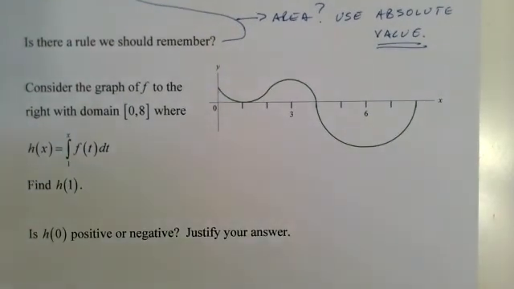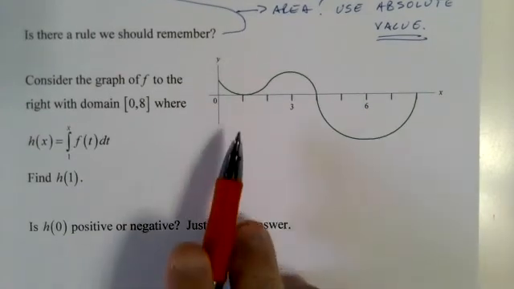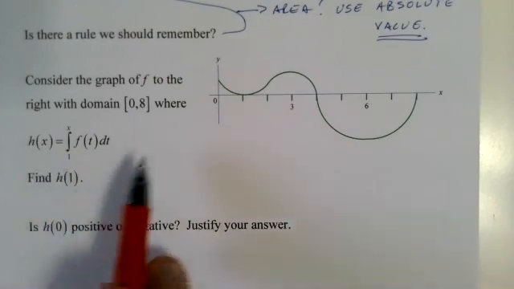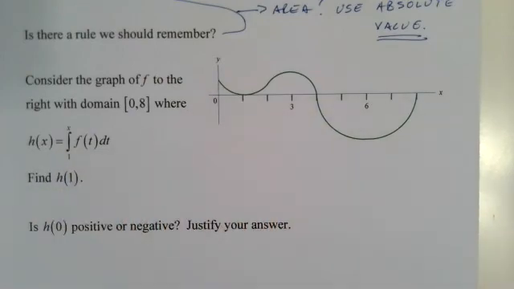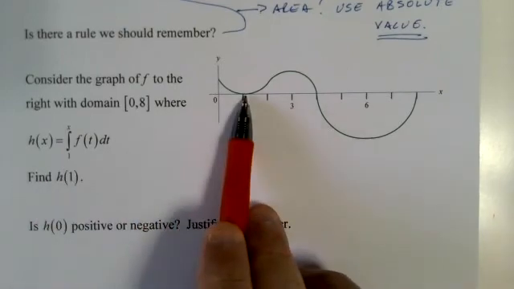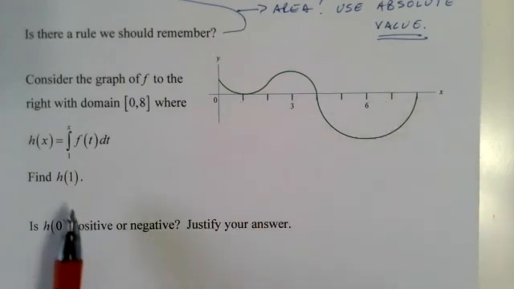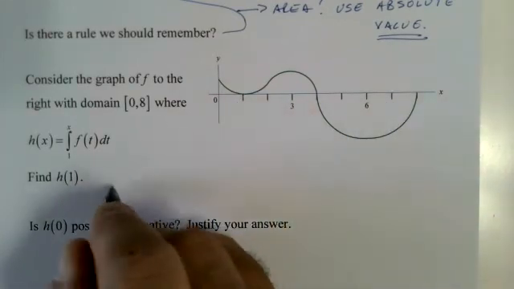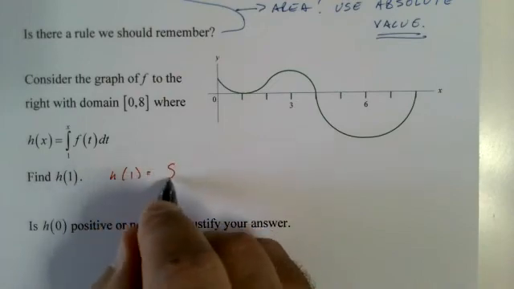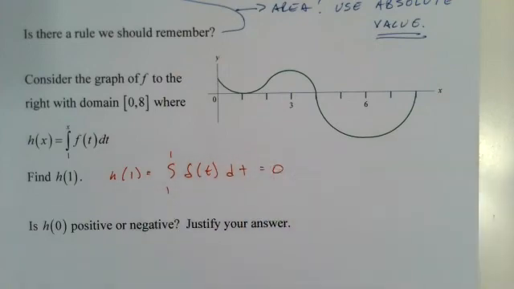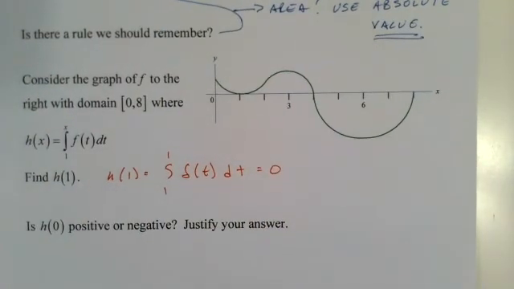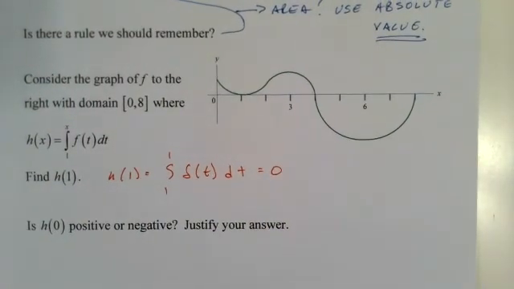All right, consider the graph of f to the right with the domain 0, 8, where h of x is the integral of this graph. That's f. So wait a minute, I thought we were just getting used to doing, that's a derivative graph, and now you're doing the integral? Oh, that's horrible. Yeah, exactly. So h of x starts at 1 and goes to the right. Find h of 1. H of 1 equals the integral from 1 to 1 of, oh, that's just 0. Please know that because it pops up a lot and it really will help you out.